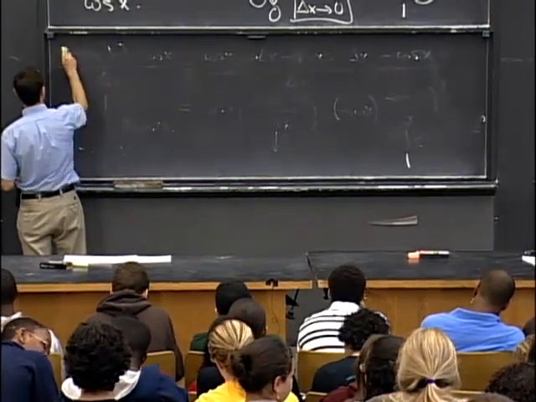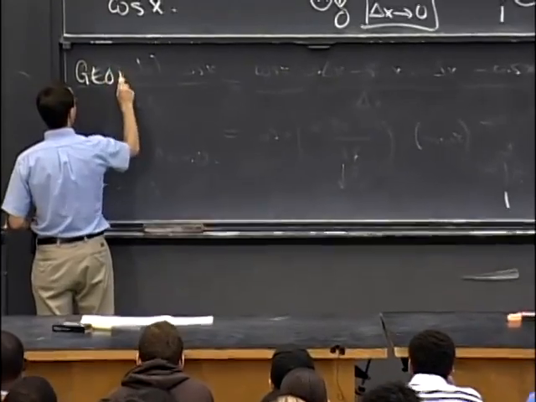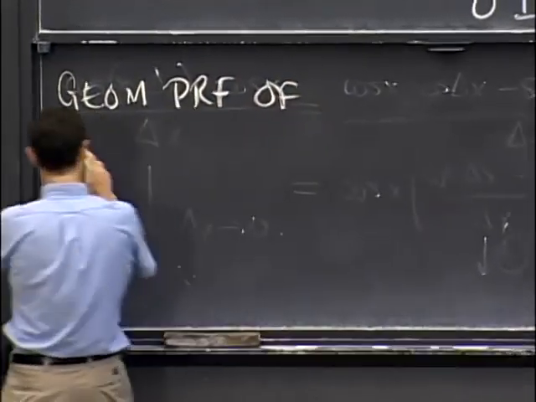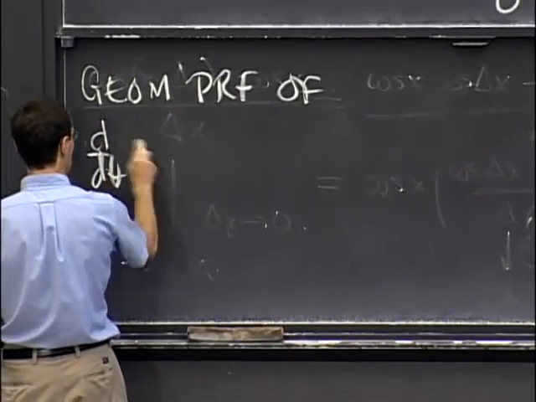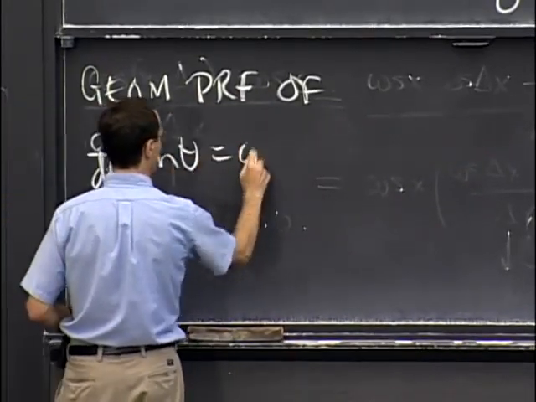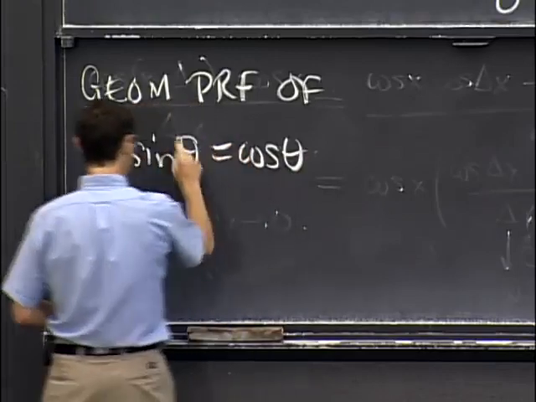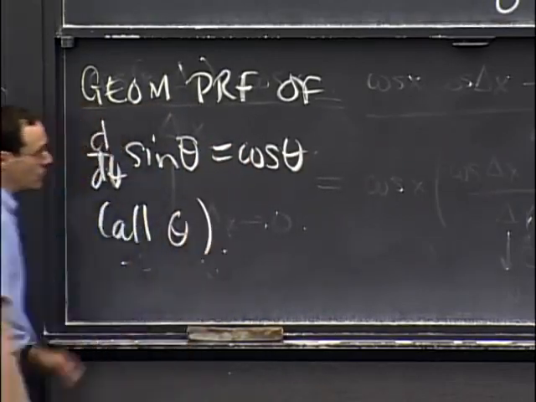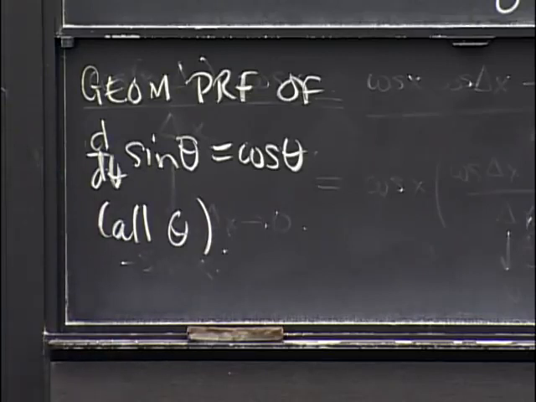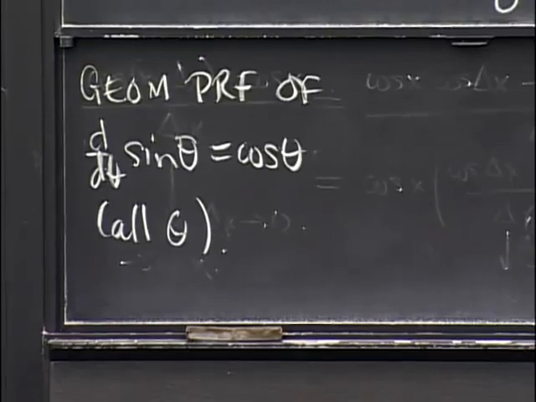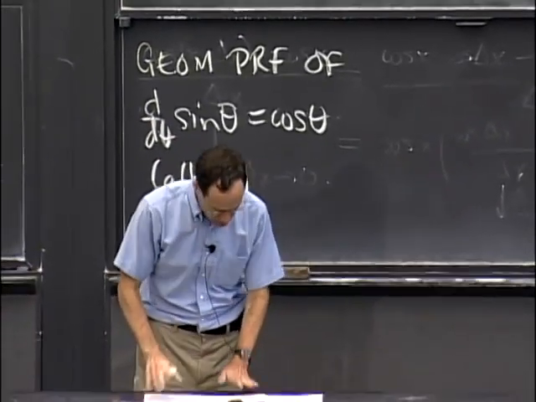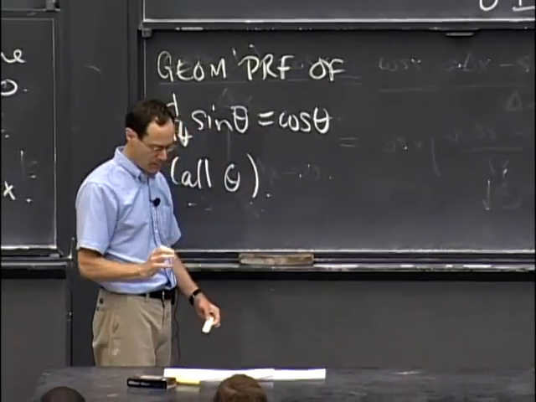So here we go. This is a geometric proof of this fact. This is for all theta. So far we only did it for theta equals 0, and now we're going to do it for all theta. So this is a different proof, but it uses exactly the same principles. All right?